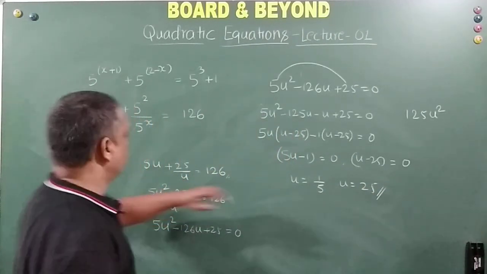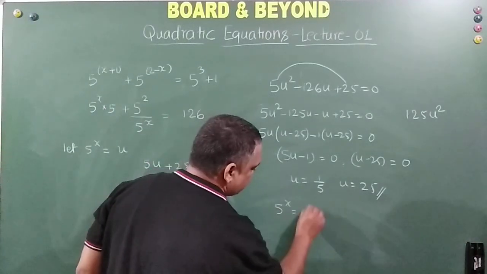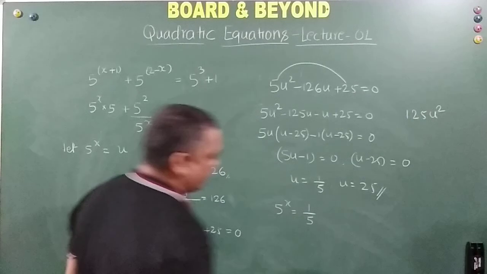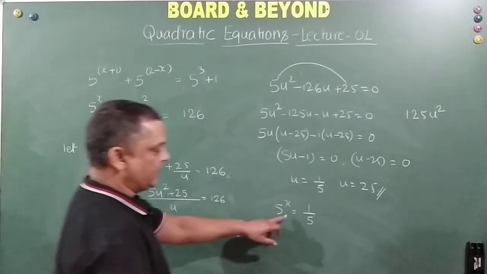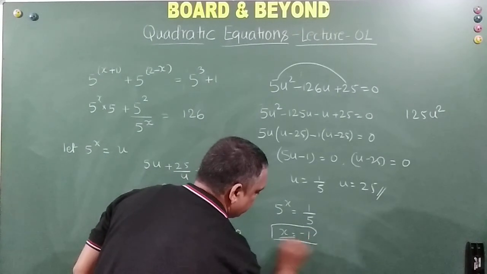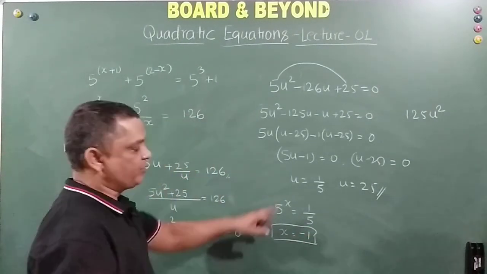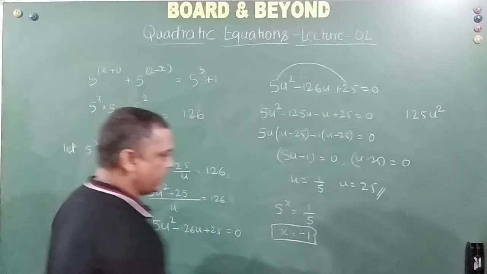Now we know that u is nothing but 5 raised to power x. So 5 raised to power x is equal to 1 by 5. So this is nothing but x is equal to minus 1. Do we all agree to it? 5 raised to power minus 1 is nothing but 1 by 5. We all know that? Right.